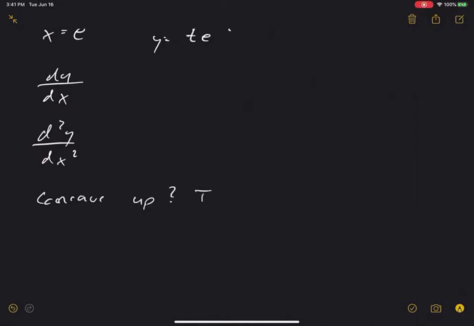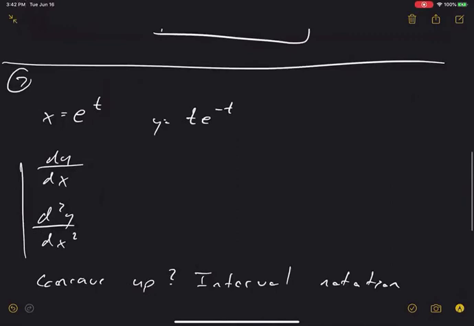And they say interval. They want it in interval notation. Okay. So before we do concavity, we've got to find the second derivative to find concavity. So let's start with these derivatives. Okay. What's dy/dx? Well, that's going to be dy/dt over dx/dt.